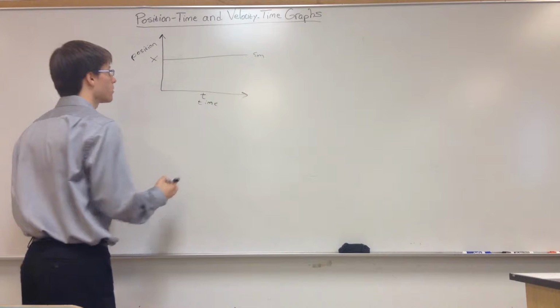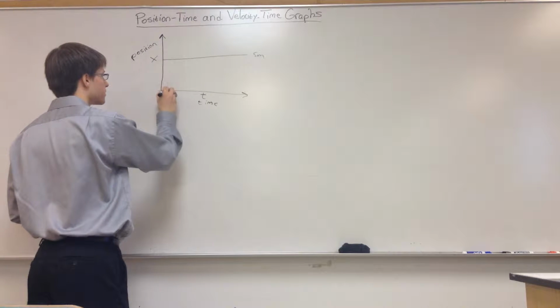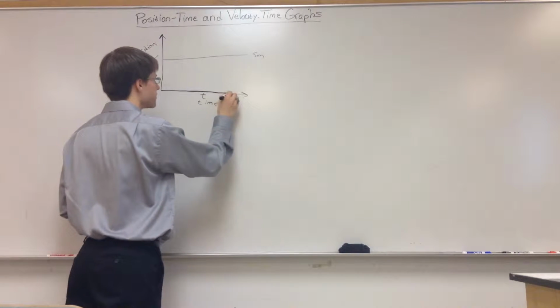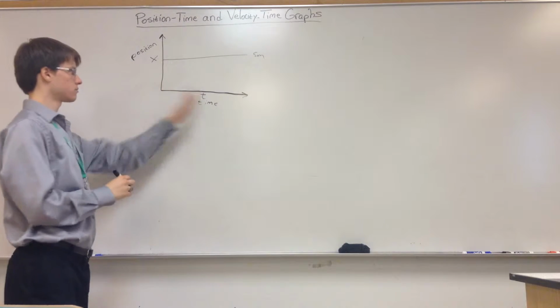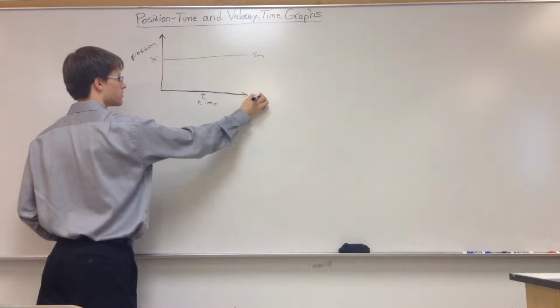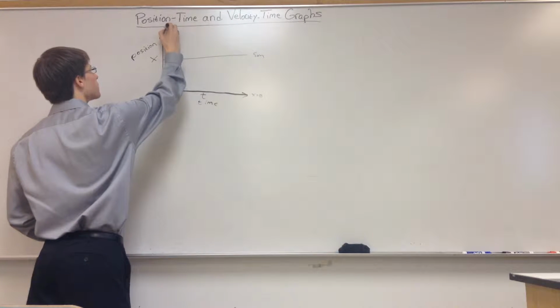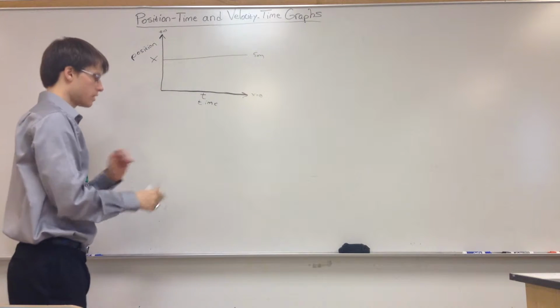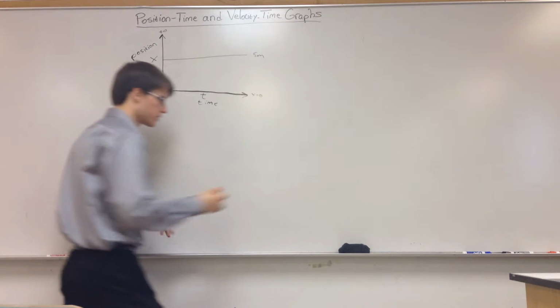If you're standing at the origin, then your line is going to be directly on this axis here, horizontal, at x equals 0. Right? The x equals 0 line and the t equals 0 line. So that one is kind of trivial, so let's look at a more interesting graph.